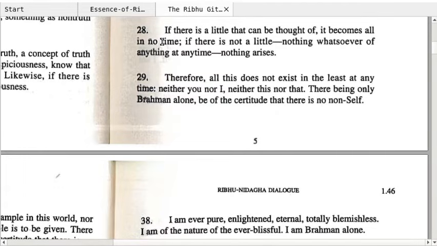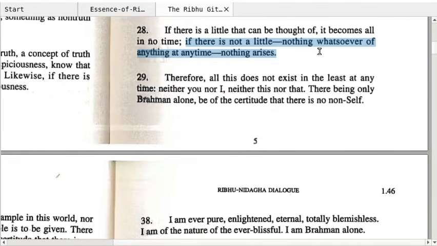If there is a little that can be thought of, it becomes all in no time. If there is not a little, nothing whatsoever of anything at any time, nothing arises. This is very cryptic, isn't it? What does it mean? So you start from the backward, you see. If there is not a little, nothing whatsoever of anything at any time, nothing arises.